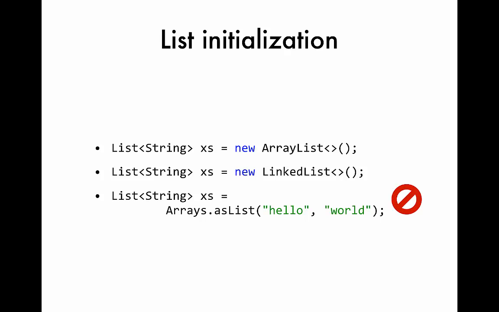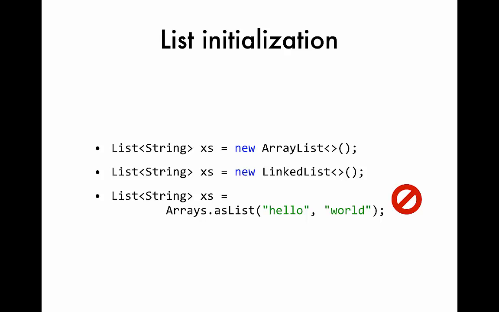Since lists are normal objects, there's really only one way to initialize them: by creating a new list object and assigning it to the list variable. Recall that I said Java provides two different implementations of the List interface: ArrayList and LinkedList. The first bullet shows how you initialize a list using an ArrayList, and the second bullet shows how you initialize a list using a LinkedList. Let's go over that first bullet in a little more detail.